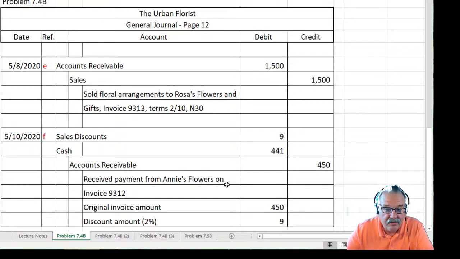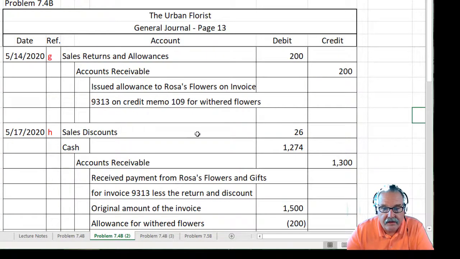Now we're going to move to page 13 of the General Journal, and the next transaction is transaction G, and I've labeled these with red letters all the way through so we can post and leave a trail, and we'll see that happen when we do 7.5b. So a transaction on the 14th gave Rosa's Flowers an allowance because of withered flowers discovered in one of the floral arrangements on May the 8th, and issued credit memorandum 109 for $200.